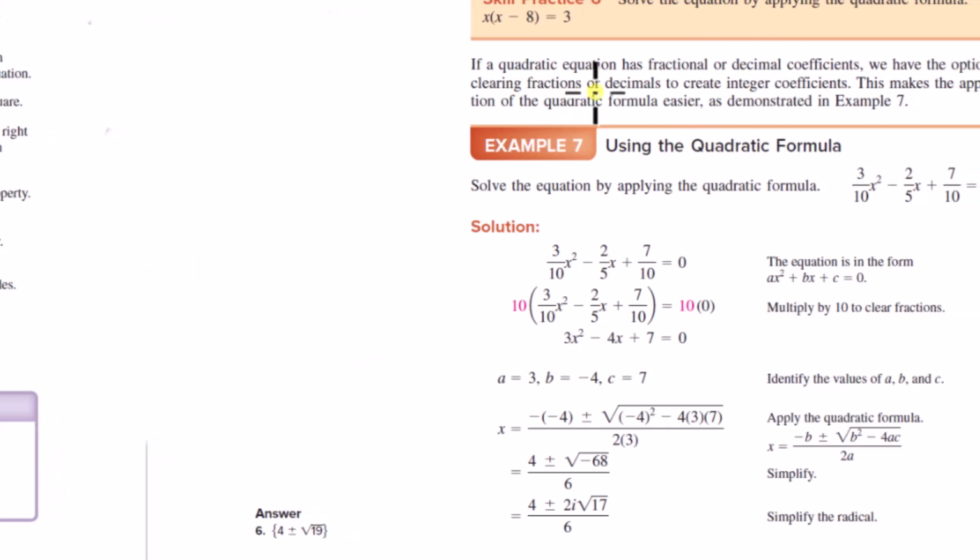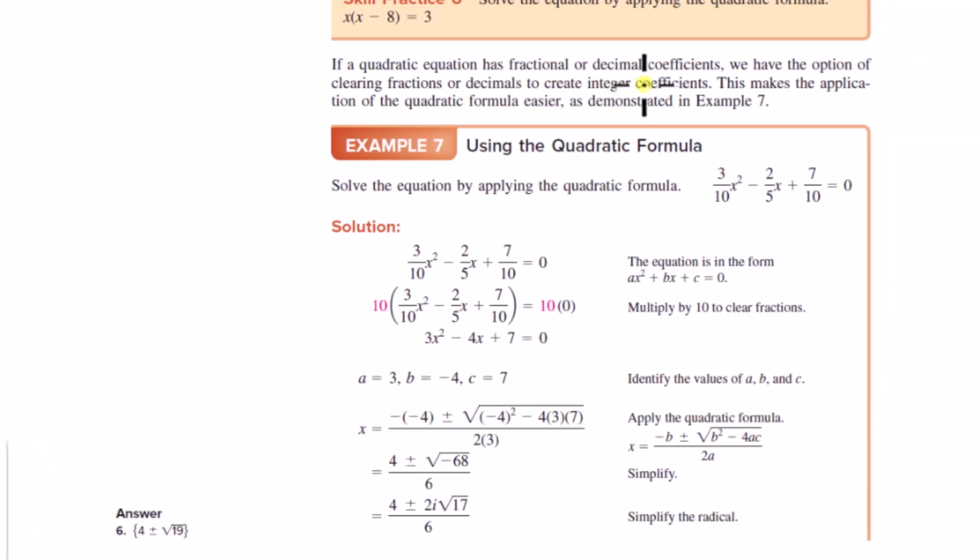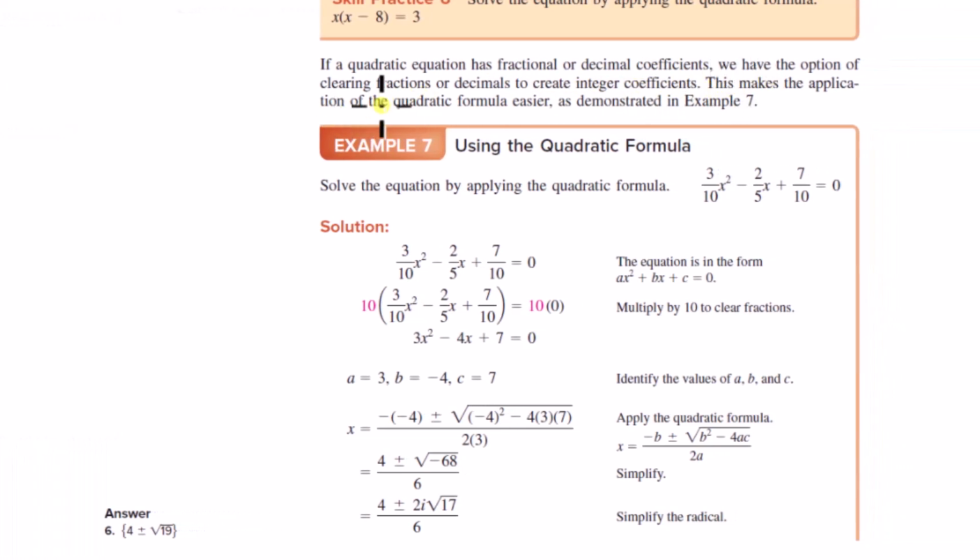Now it says if a quadratic equation has fractional or decimal coefficients, we have the option of clearing fractions or decimals to create integer coefficients. This makes the application of the quadratic formula easier. If you have decimals or fractions as coefficients, you can turn a decimal into a fraction and think about clearing the fractions. The quadratic formula is nice in that, with completing the square, we had to get a coefficient of 1 in front of the leading term, which could make things a little complicated. But with the quadratic formula, we don't have to have a leading coefficient of 1.